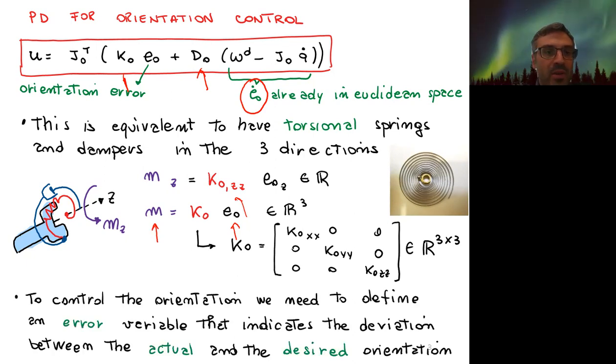So this error variable indicates what? It indicates the deviation between the actual and the desired orientation. Whenever we have the desired frame and the actual frame that are not coincident, we have some orientation error.